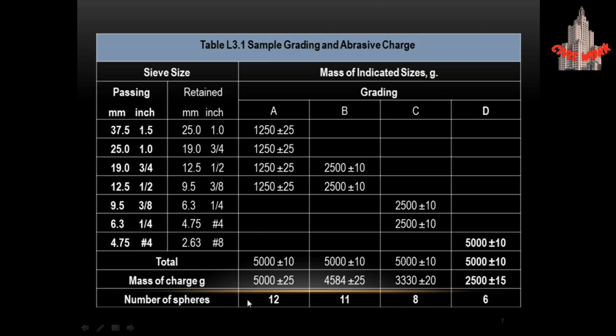For A grade, the number of spheres we use is 12. When we have B grade, we use 11 spheres. When we have C, we use 8 spheres, and when we have D, we use 6 spheres of 47 millimeter in diameter.